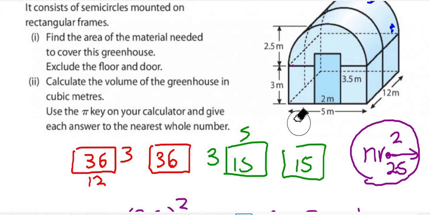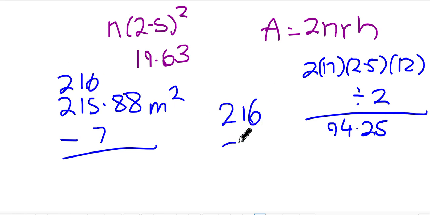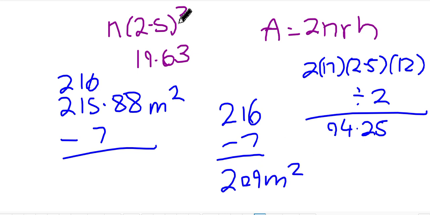Now, what we have here, guys, is what size is the door? 2 multiplied by 3.5. So we're going to take away 7. And it says to the nearest meter, so we might as well do 216 take away 7. And what you get? 209 meters squared.